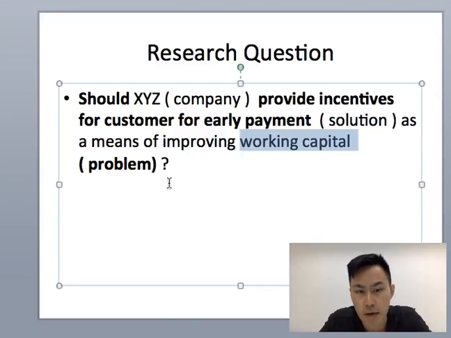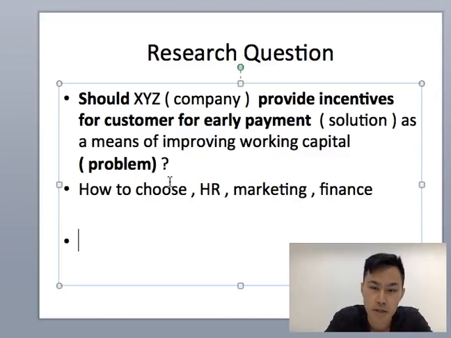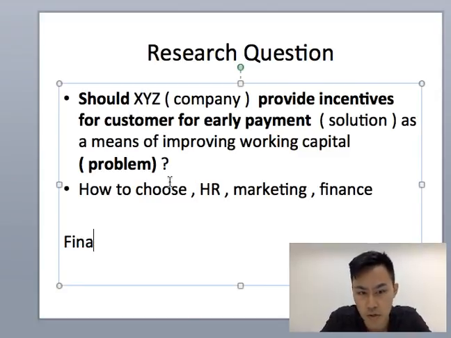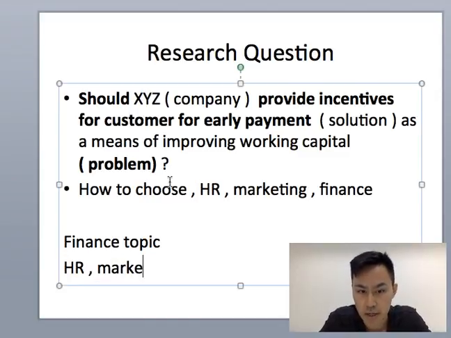And this is just one example. Secondly, how to choose your topic? There are many topics like HR, marketing, and finance. Based on my research, most students who got level 7 chose a finance topic. The reason is that you need to back up your data with proof, and you also have to use academic references. But for HR and marketing, it's kind of hard to find legit resources.